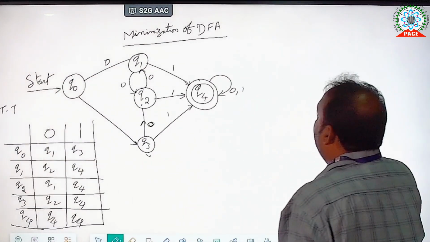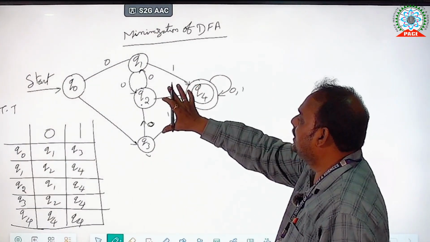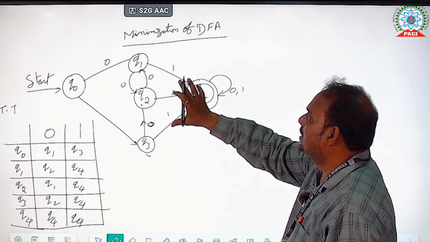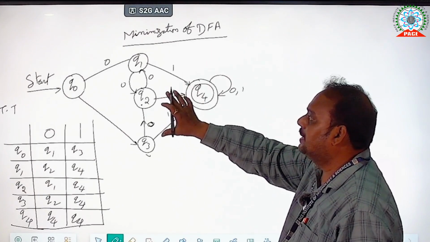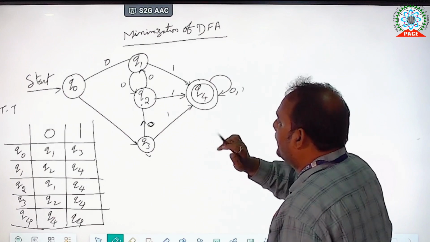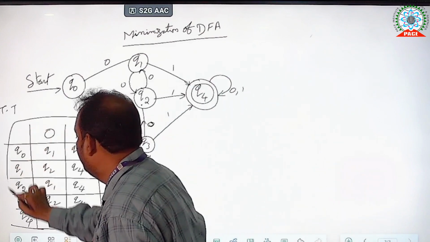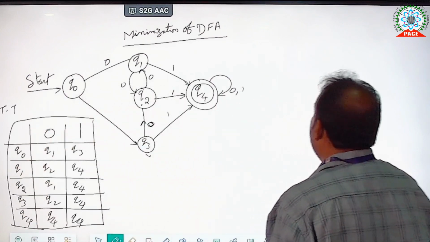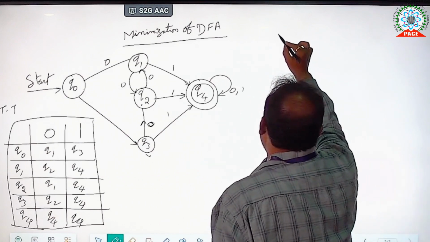Next, here there are a total of 5 states. We have to reduce the states, but it must follow the DFA rule. That is the main concept of minimization of DFA. So that's why here I am taking equivalence.